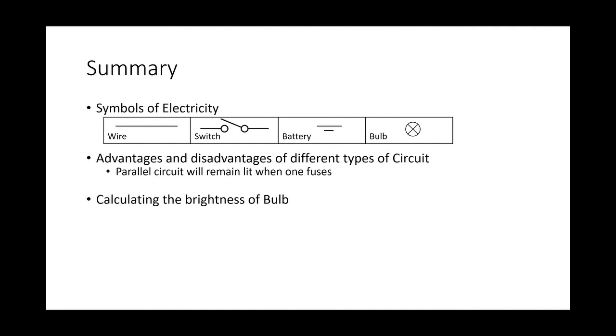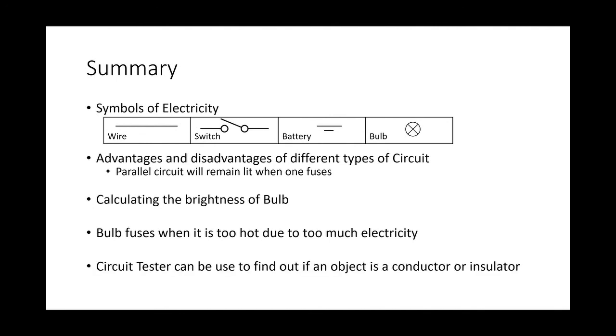You also learned how to calculate the brightness. Like I said, during exam, they'll never ask you how many units the light bulb brightness is. They'll never ask you that, but they'll ask you which circuit will produce the brighter bulb and the dimmer bulb. So that's why you have to know how to calculate them. And that the bulb will fuse when it gets too hot, because the filament will melt, creating an open circuit. And then the circuit tester is used to find out if an object is a conductor or insulator. And that's all.